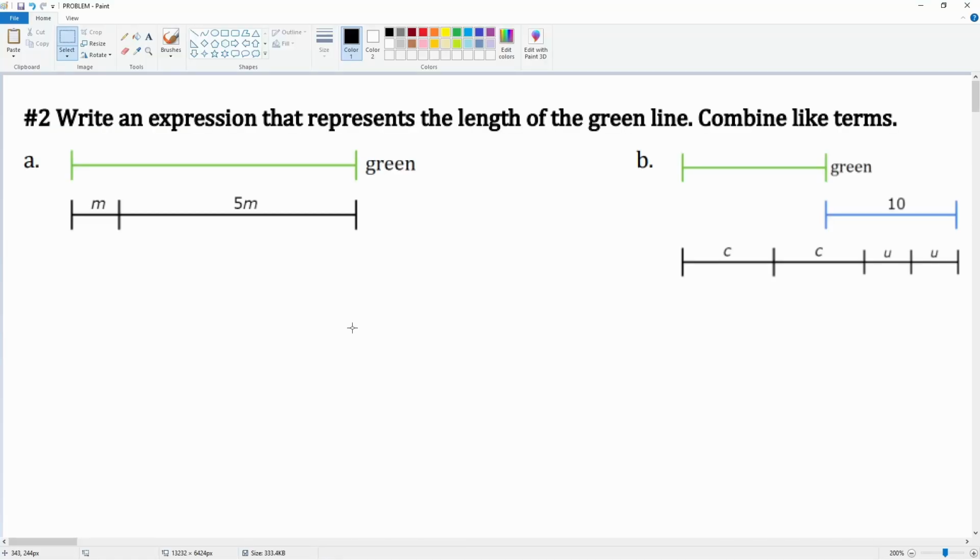Chapter 1, number 2. You're going to write an expression that represents the length of that green line, making sure you combine all like terms. This is the green line. Notice that it is the total of this m and this m. So this m plus this 5m, together they make 6m. 6m would be the total length of this green line.